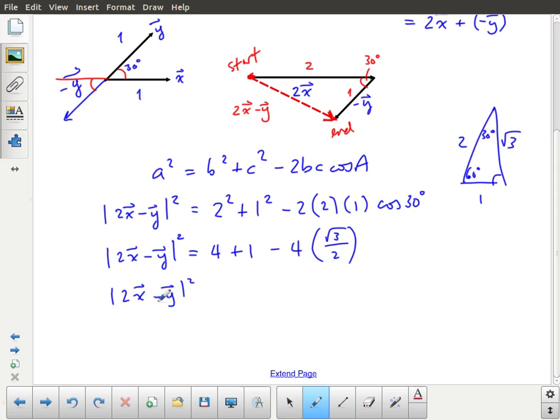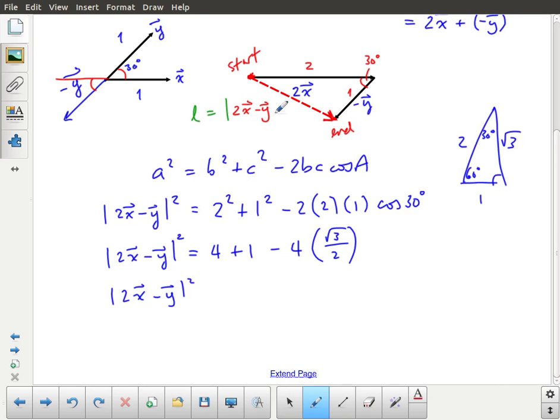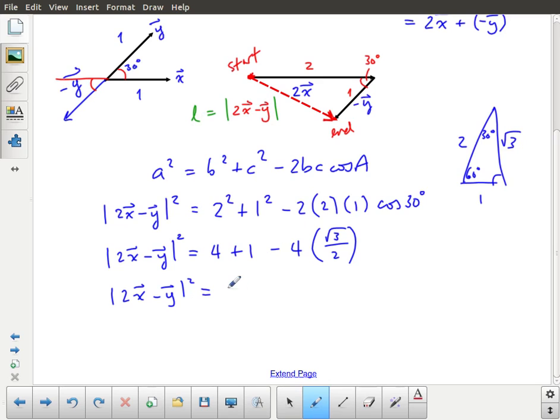This can get a bit unwieldy. If you want to let a variable stand for that, if you want to say, I'm going to let L represent the magnitude of this, there's nothing wrong with that. That's just a convenience decision. Just make sure you communicate that that's what you're doing. So we end up with 5, and then 4 divides into 2, goes into 4 twice and goes into 2 once. So we get 5 minus 2 root 3.